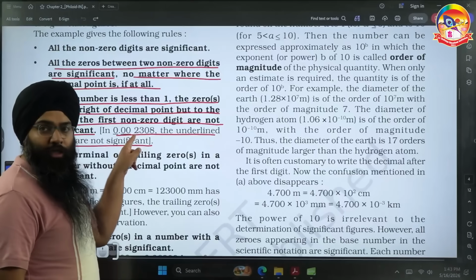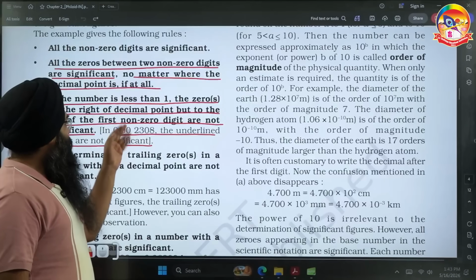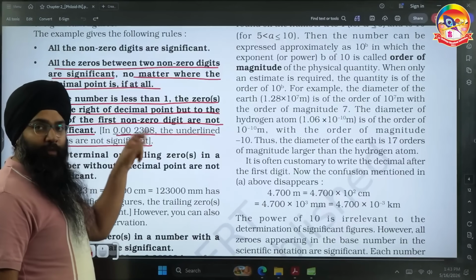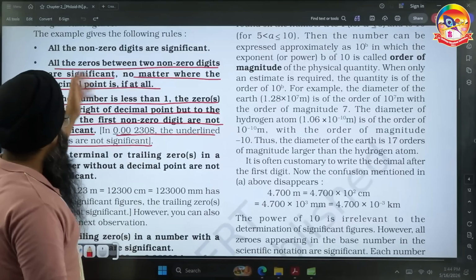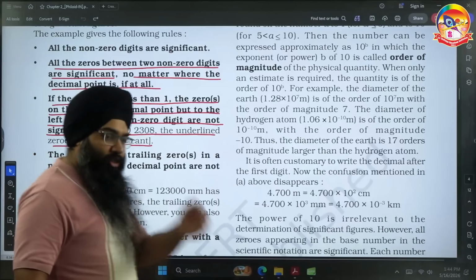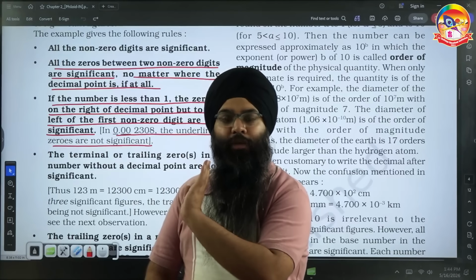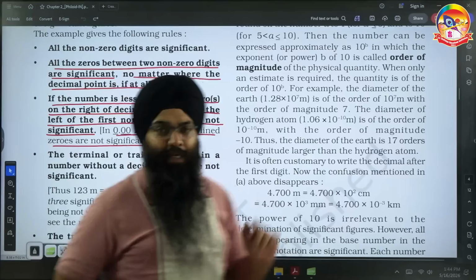This is the first non-zero digit. Before that, whatever zeros are coming, they will never be significant. Understood the logic? This 0 will be significant because it is between two non-zero digits according to the first rule. So basically, whatever zeros are coming before the first non-zero digit, whether the decimal point is there or not, they will never be significant.